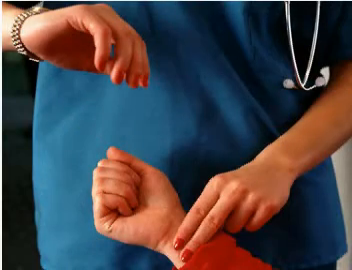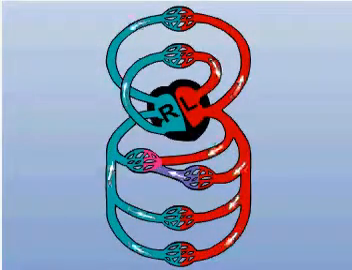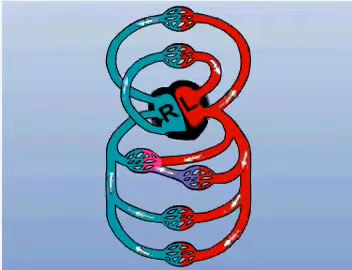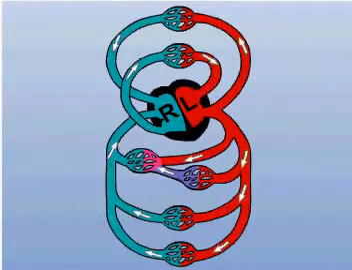Another sign of heart activity is the pulse. The pulse is caused by the rhythmical expansion and contraction of the arterial walls that occurs when blood is pumped out of the left ventricle into the aorta. It travels as waves towards the periphery of the body.